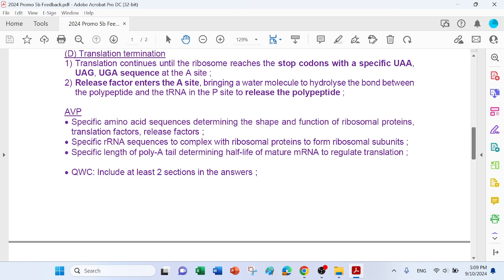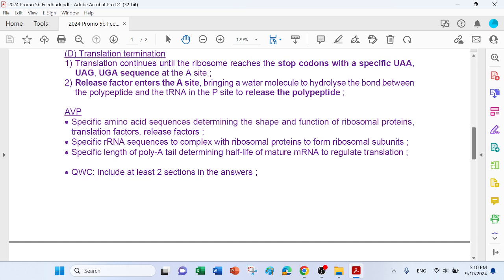So you mentioned the presence of the poly A tail. Although the poly A tail is not really a specific sequence, it's just A's, right? So a better way to write would be a specific length of this chain of adenine nucleotides, which will then determine the half-life and the number of times the mRNA can be used for translation. So a specific length for me is a better point, but I accepted you mentioning just the presence of the poly A tail determining the half-life. Right, so I accepted that.